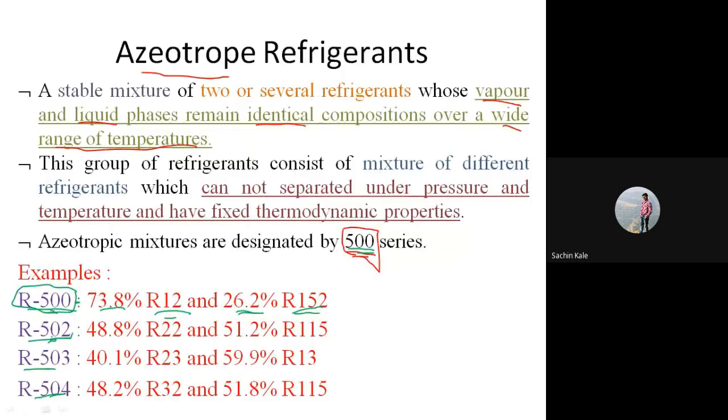R502 refrigerant is the blending of R22 and R115. Here, R12, 22, 23, 32 are halocarbon refrigerants, as well as 152, 115, 113, 13. These are also halocarbon refrigerants. In the case of azeotropic refrigerants, we are mixing two or more types of refrigerants, and they may be halocarbon, inorganic, or hydrocarbon. So 502 indicates the mixture of R22 and R115, with 48.8% R22 and 51.2% R115.